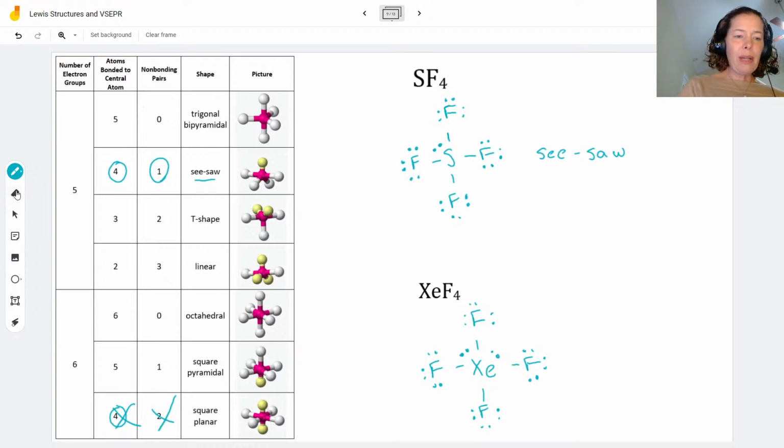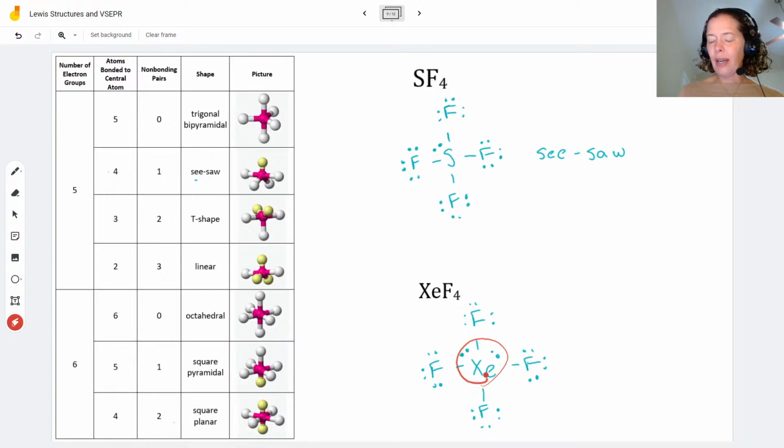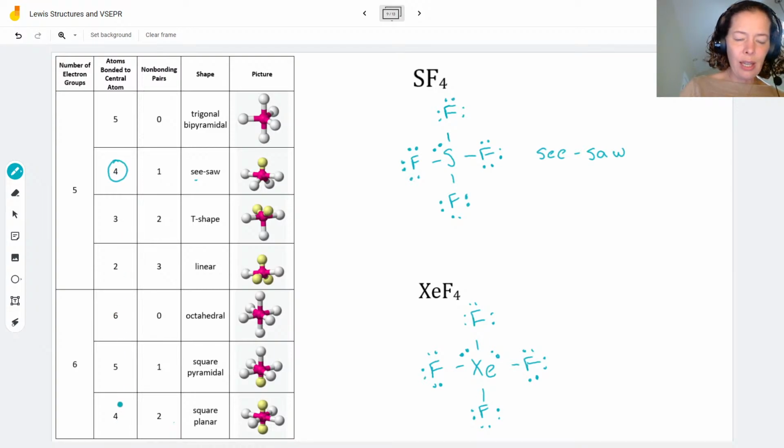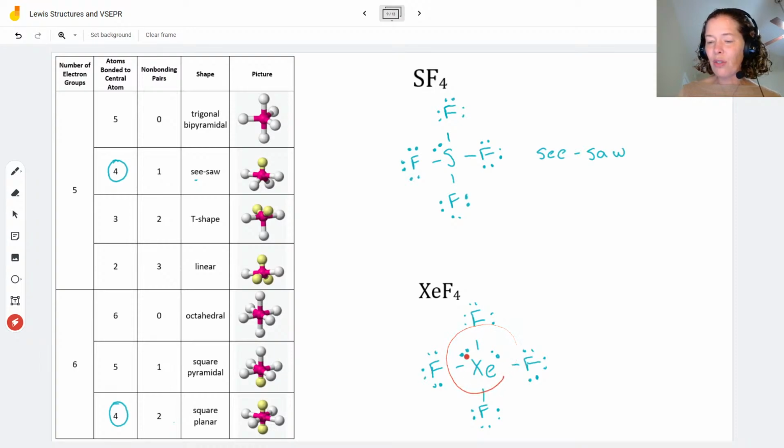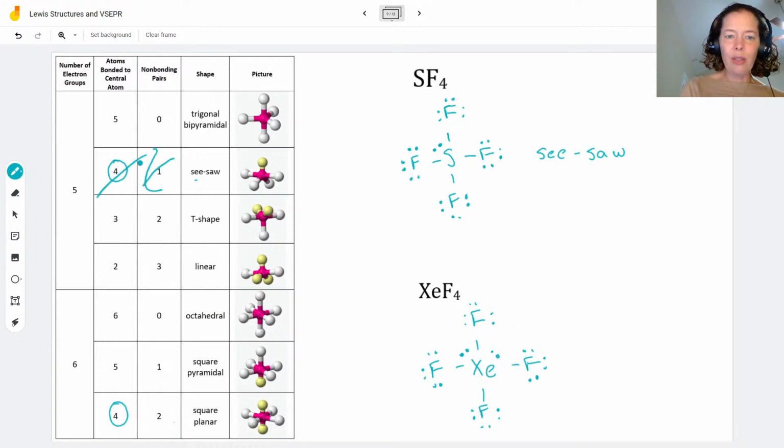So looking at my central atom, but let me erase my marks here. We've got xenon. How many atoms is it bonded to? 1, 2, 3, 4. So bonded to 4 atoms. This guy and this guy. Let's find lone pairs on my central atom. I've got 2 lone pairs. All right, not this one, that's X. It's going to be this one, so this is square planar.